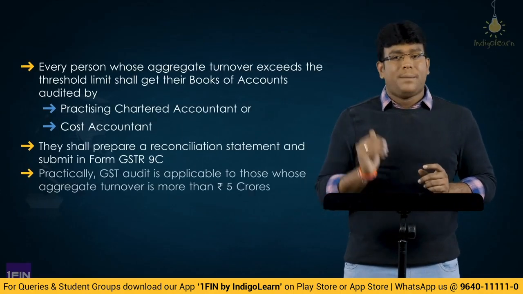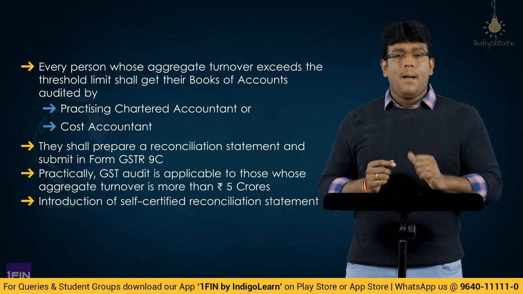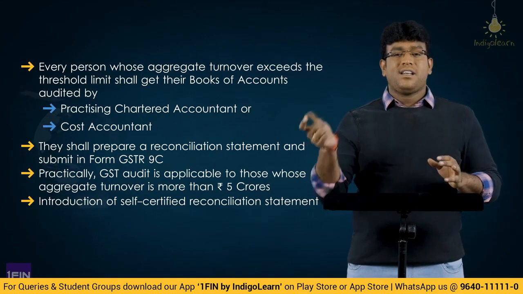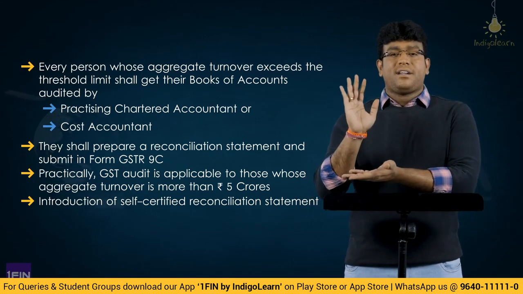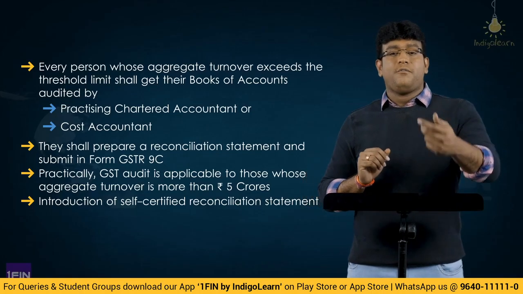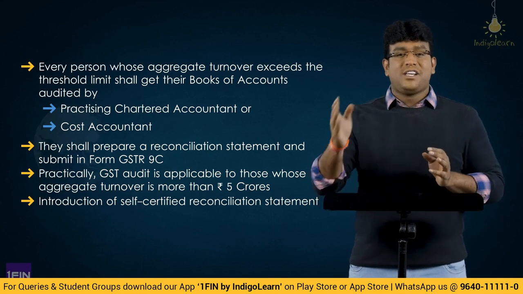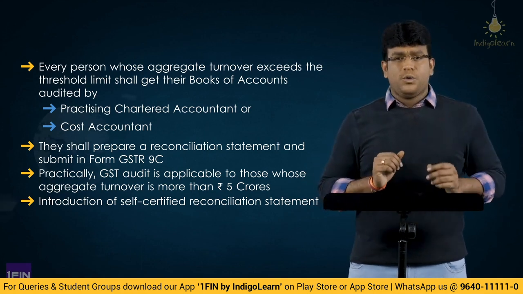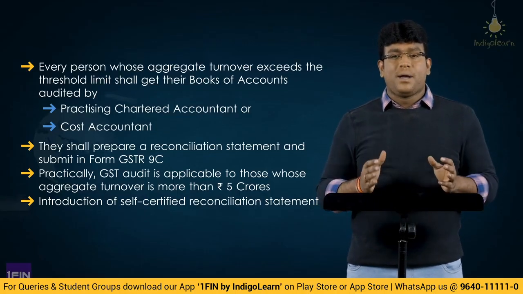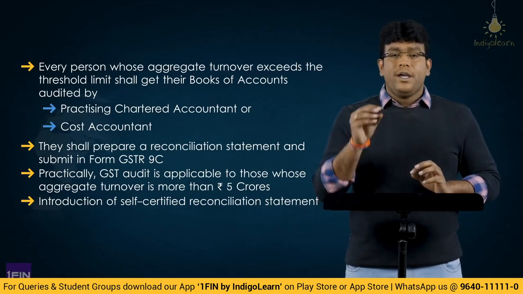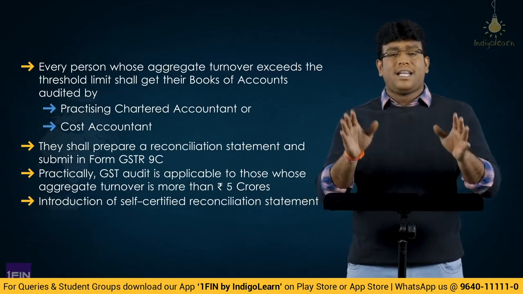And in 35, we also discussed a very interesting point: every registered person whose aggregate turnover exceeds the threshold limit should get his books of accounts audited by a practicing chartered accountant or cost accountant. Correct, friends? That practicing chartered accountant or cost accountant will prepare a reconciliation statement and submit it in form GSTR 9C, reconciling the differences between audited annual accounts and GSTR 9. And one point I already told you: practically this GST audit is applicable only to those whose aggregate turnover is more than 5 crores.